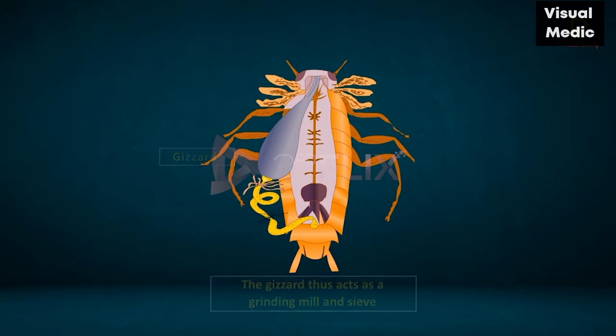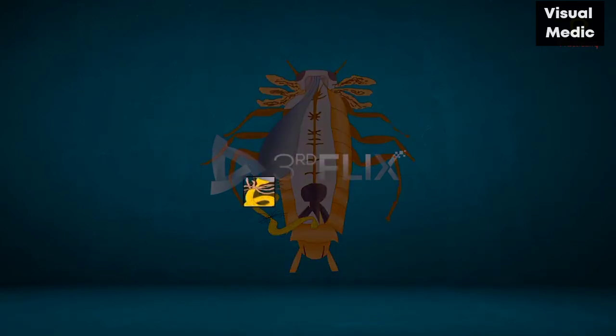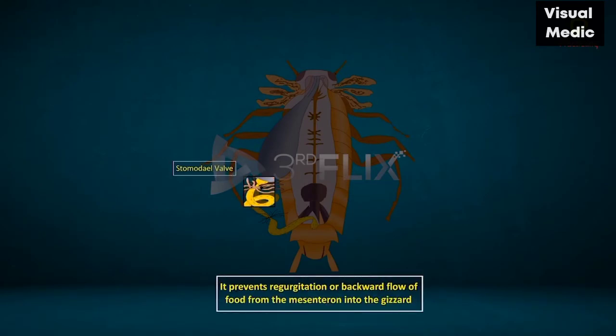The funnel-like membranous projection of the gizzard into the mesenteron is called the stomodial valve. It prevents regurgitation or backward flow of food from the mesenteron into the gizzard.